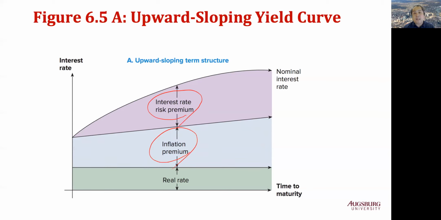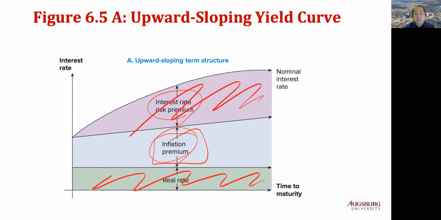So the shape of this yield curve is driven by this inflation premium. Because the interest rate risk premium trend is the same and the real rate trend remains the same, only the inflation premium changes. If the market participants expect that the economy will grow in the future, we will see the upward sloping yield curve. This is the normal yield curve.